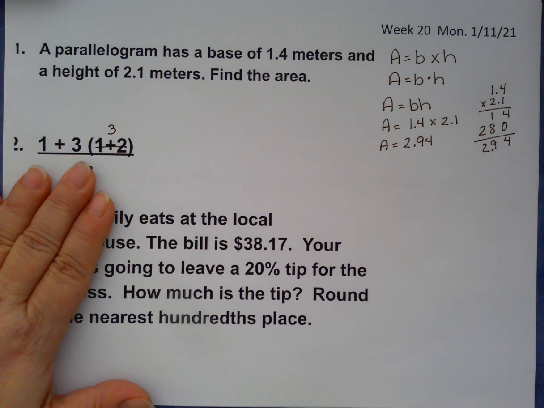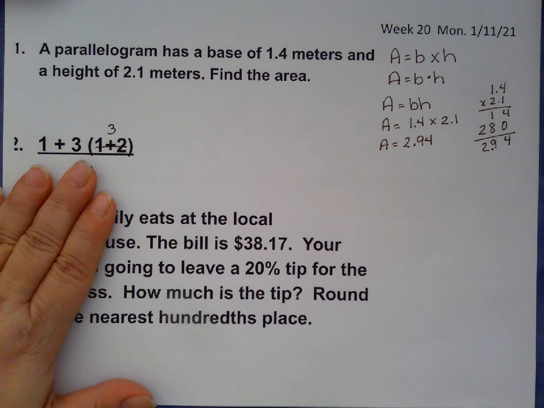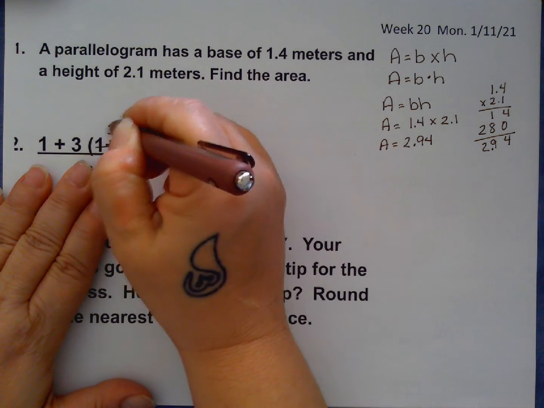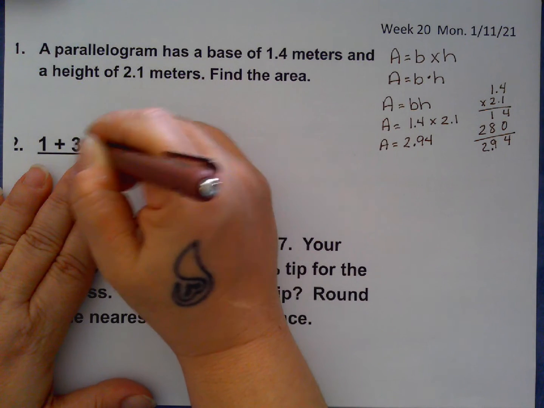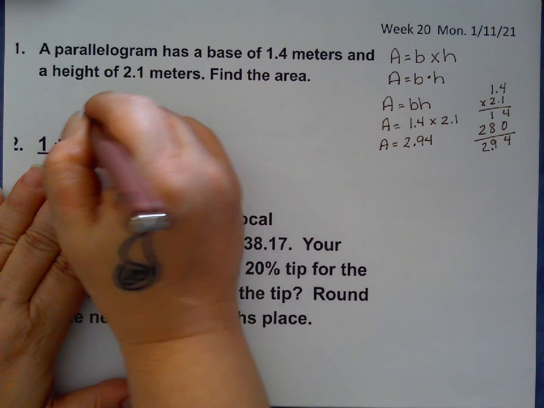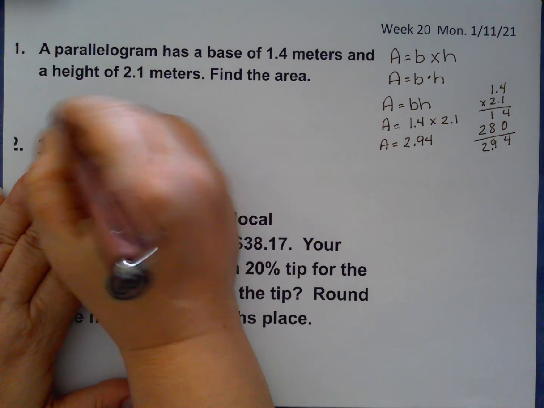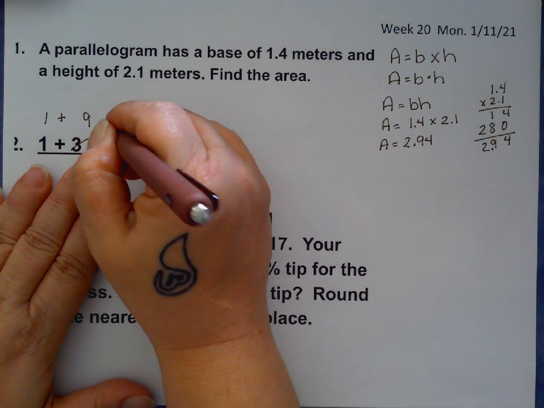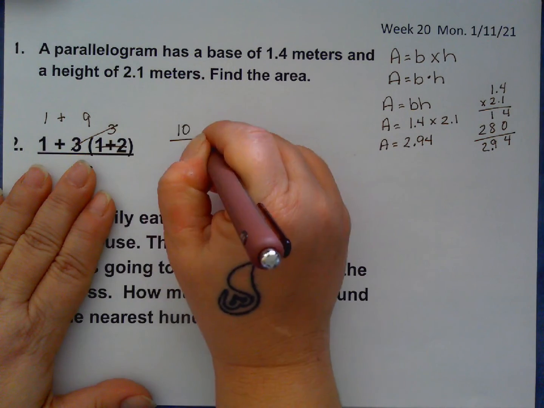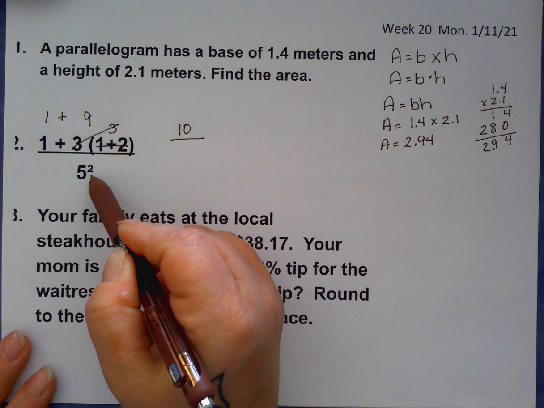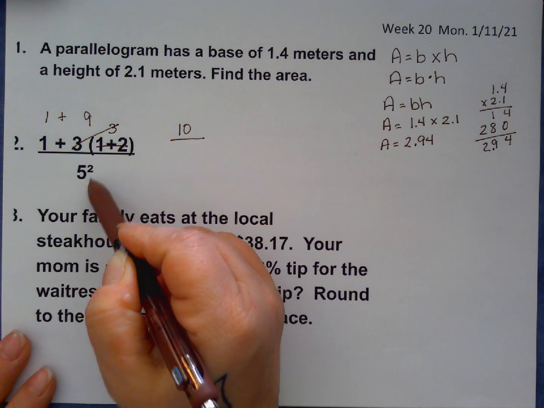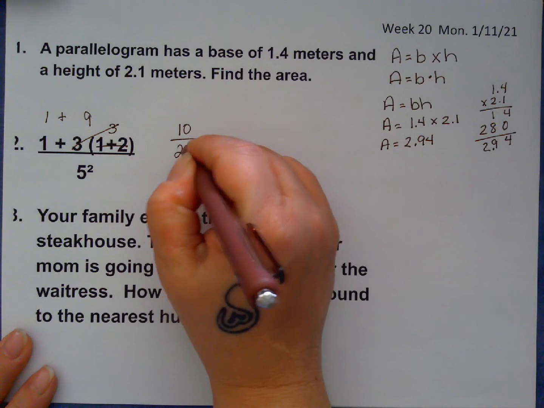After parentheses, I would do exponents. I don't have any. After that, I would do multiplying and dividing. I have multiplication right here because the 3 is in a parenthesis and there's no sign in between, so that means multiply. 3 times 3 is going to give me 9. And 1 plus 9 is going to give me 10. Now I can look at the bottom. 5 squared is the same thing as saying 5 times 5. 5 times 5 is 25.